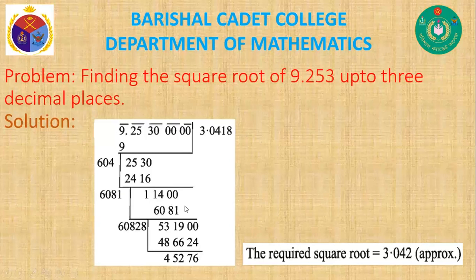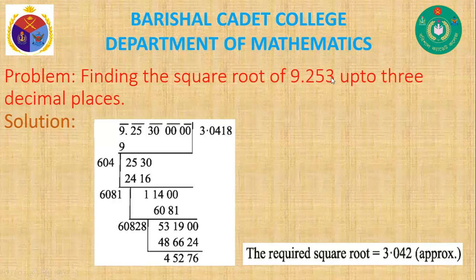Again, take this pair 00 and the double of 3041 is 6082. Now, we have to find a number. That number has to be put here and also taken at this position. Then we have to multiply this 60828 and 8. We get the result 486624. And finally, subtracting these two, we get 45276.